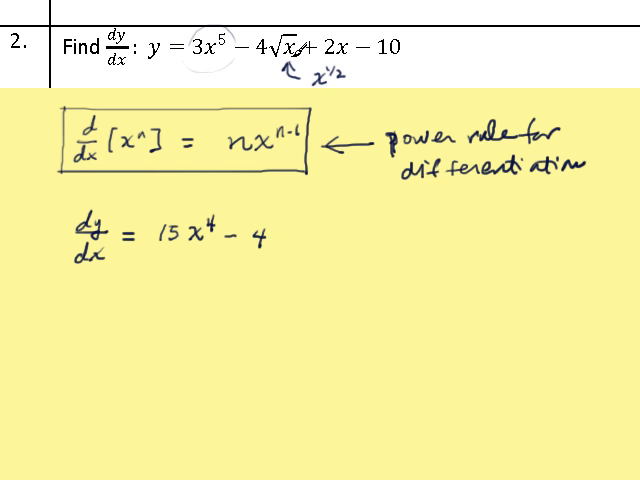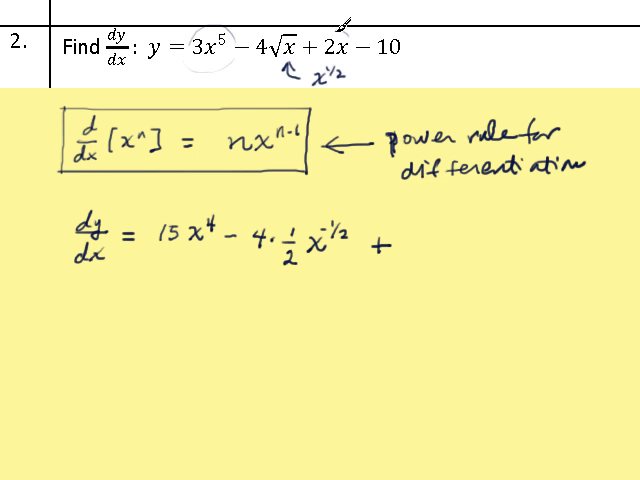All right, here we're going to view square root of x as x to the 1/2, so we're going to bring down that exponent of 1/2 and subtract 1 from the exponent. So that's 1/2 minus 1, or 1/2 minus 2/2, is negative 1/2.